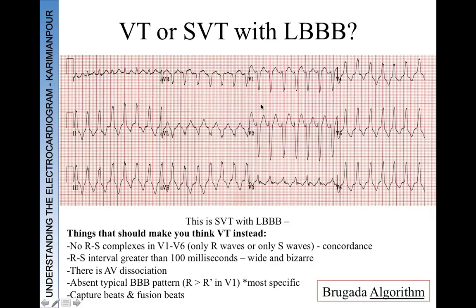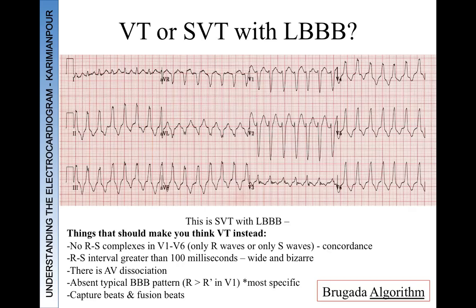So the reason for that is if you have an impulse coming from the apex of the heart, ventricular tachycardia coming from the apex of the heart, all the precordial leads, V1 through V6, are going to see that beat coming from the same place up towards them. So all of your QRS complexes will be deflected in the same direction.